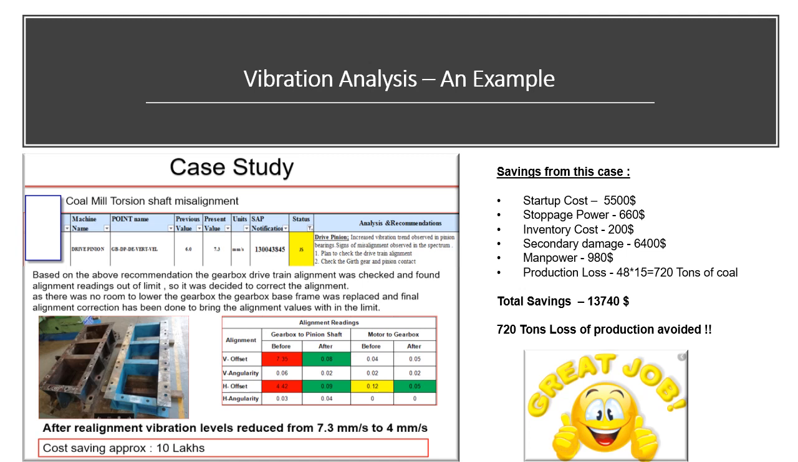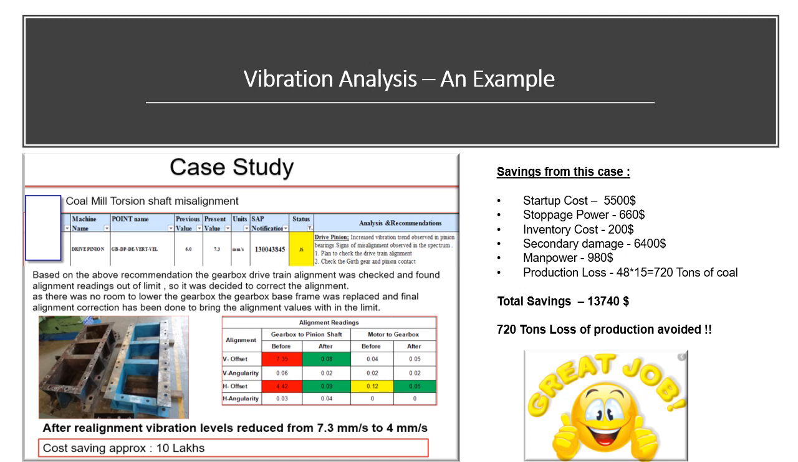The same case was submitted with the savings achieved. In this particular case, the savings from the startup cost was $5,500, which means if this main coal mill stops, it stops the main equipment, which would have resulted in a restartup. So the startup cost is a direct saving unless it is a planned outage. Another thing to consider is the stoppage power. Breakdown of this particular piece of equipment would have resulted in consumption of some auxiliary equipment from the production line. That was estimated and it was $660.